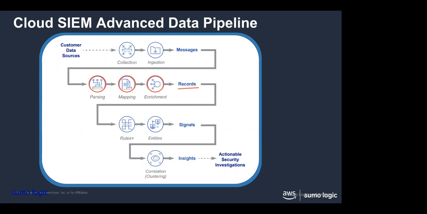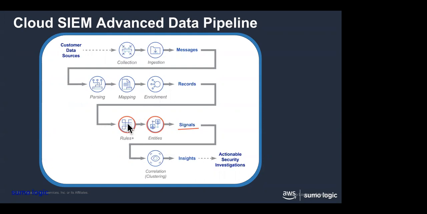So we'll parse it, map it to the various fields in the Cloud SIEM Advanced product, and then enrich it. We'll take the IP addresses and send them to CrowdStrike to see if it can tell us of any malicious intent. That's what generates our records, which is basically all my information coming in. These records are then compared against the MITRE ATT&CK framework rules that we have. We've got several hundred rules in our product right now, and you can create additional rules as we need to.